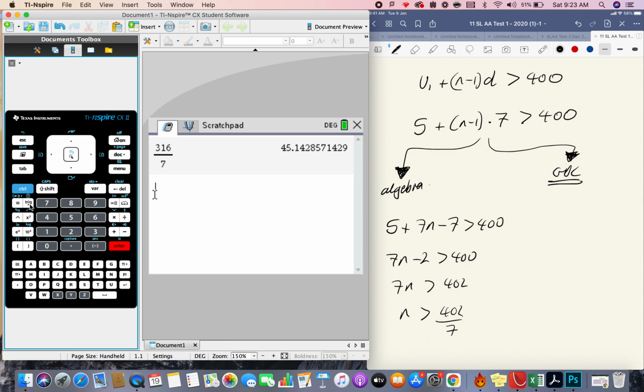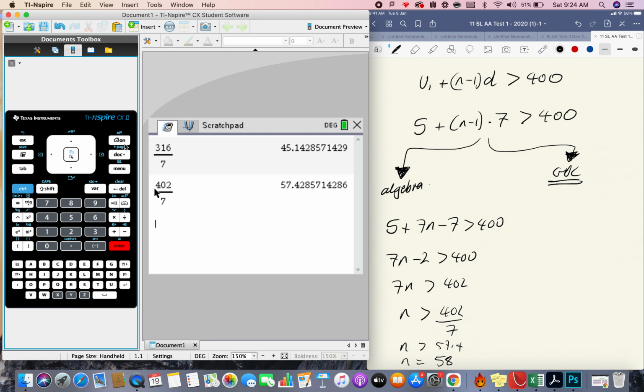Calculator, 402 divided by 7, control equals, n greater than 57.4, therefore n has got to be equal to 58. Notice it's not n equals 57, the closest integer. It's got to be greater than 57.4. So we have to have n equals 58.